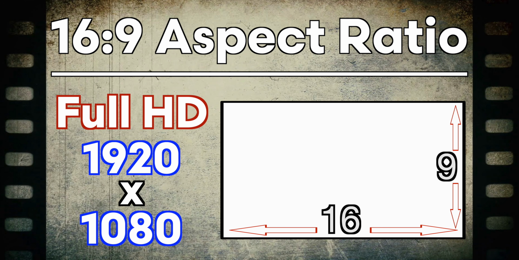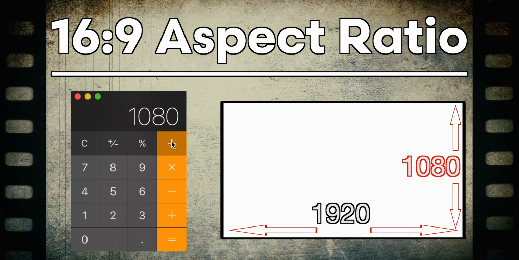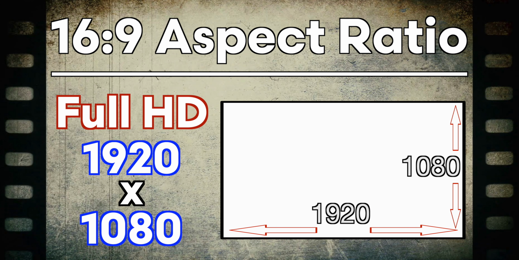If we're looking at full HD footage, you'll see that the dimensions are 1920 by 1080. If you divide 1080 by 9, you'll get 120. Then multiply that by 16 to get 1920. So the aspect ratio of that 1920 by 1080 footage is 16:9. Does that make sense? Let me know if you're with me so far by leaving a thumbs up down in the comments.